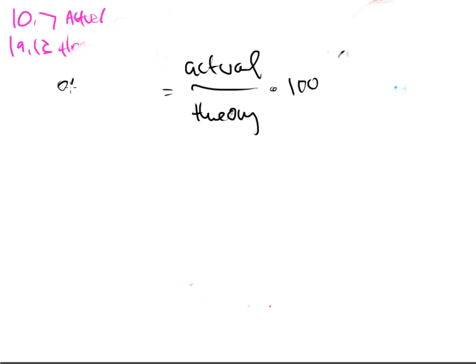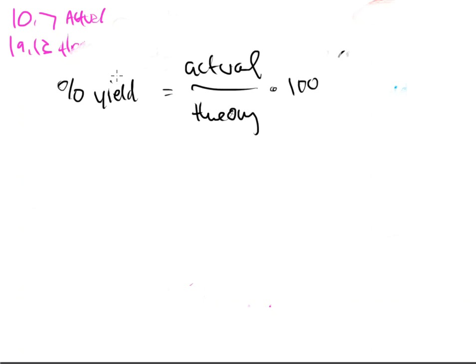So in order to calculate percent yield, we do it all the time. In order to calculate percent yield, I'm going to take the actual amount that I received in the laboratory and I divide it by the theory that we shoulda, woulda, coulda ended up with. And I'm going to multiply that by 100. And that's because we want percent. And this is something called percent yield.